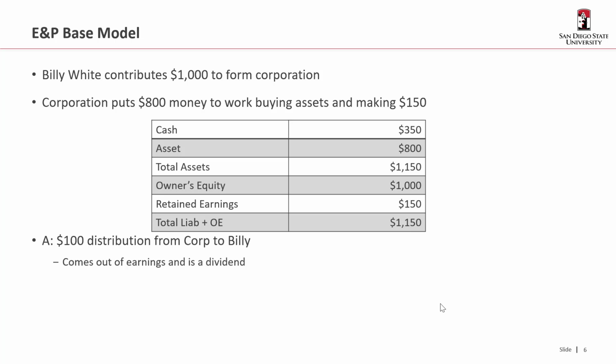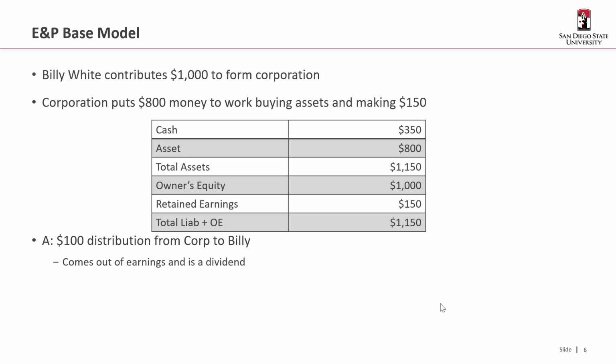So let's say that the corporation makes a $100 distribution from the corporation to Billy. Well, the way the rules work is, you would say, well, that $100 is coming out of the retained earnings of the corporation, and therefore that's a dividend. So the corporation is taking its earnings and now flowing them through. It's passing them over to its ownership. And as a result, that's treated as a dividend.